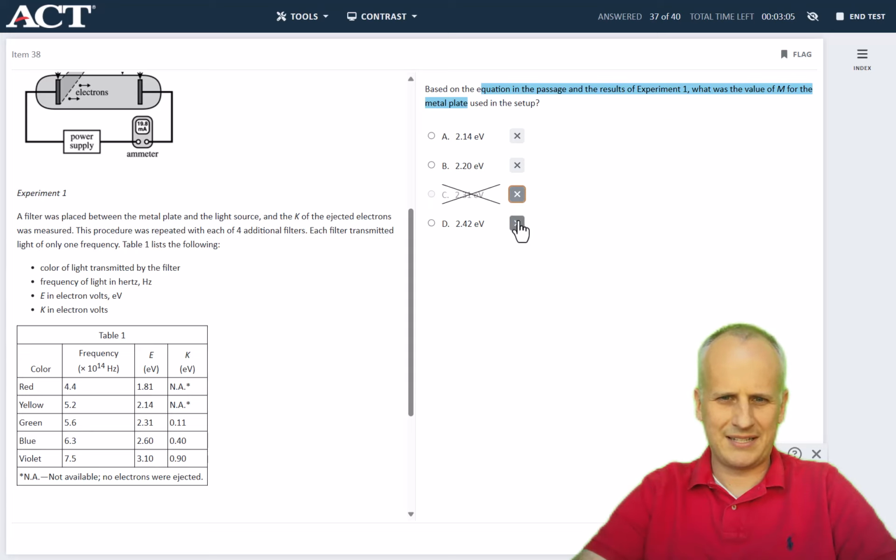So we can eliminate choices C and D. And if it were 2.14, well, then we wouldn't have an E minus K that's 2.2. And of course, there's 2.2 for all of these answer choices as well. So our correct answer is going to be B.